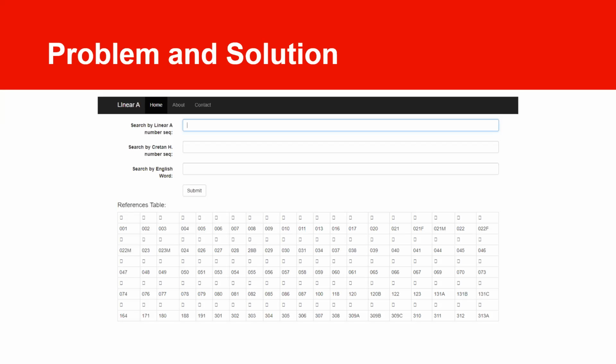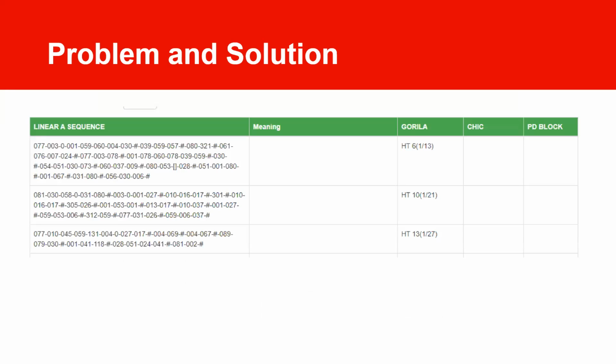When you hit submit, this is what would show up. You get a Linear A sequence, and you take these 3-digit values, find the symbol that they were associated with again, and that's how researchers were decoding and translating these back then.